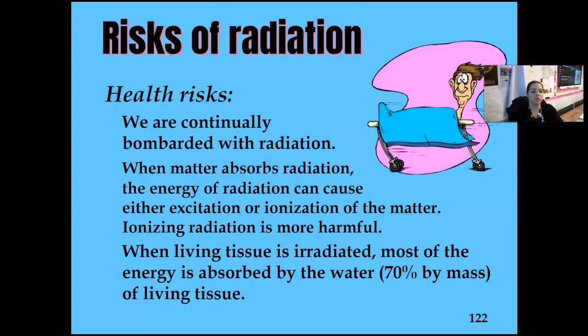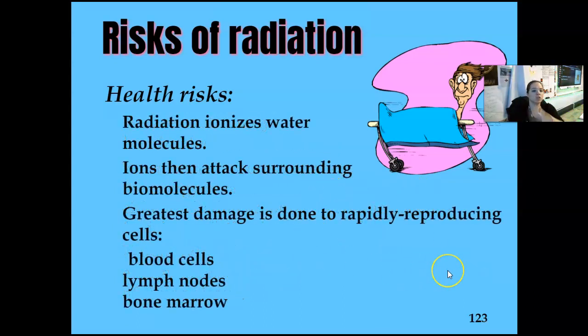When living tissue is irradiated, most of the energy is absorbed by water. We're made up of 70% water. Not good. So radiation ionizes water molecules, and those ions in the water then attack surrounding biomolecules, your biomolecules. The greatest damage is done to the rapidly reproducing cells. What cells rapidly reproduce? Your blood cells, your lymph nodes, your bone marrow. Not good when all that gets irradiated.